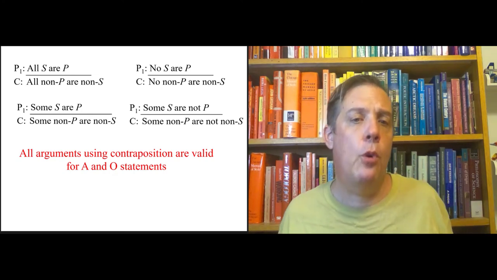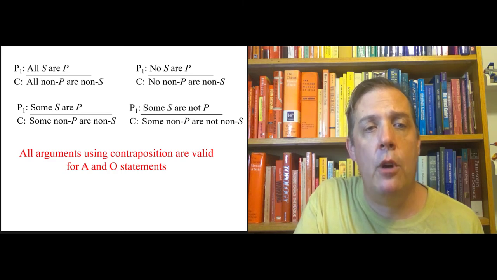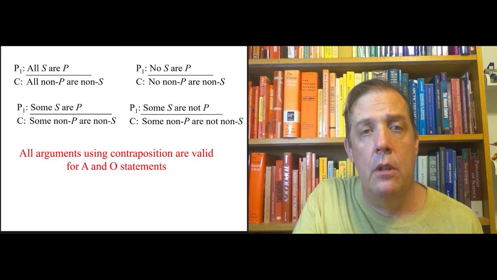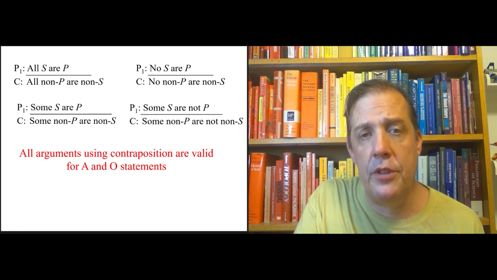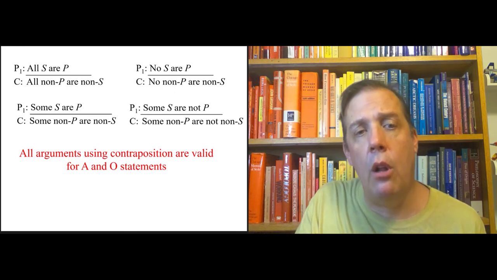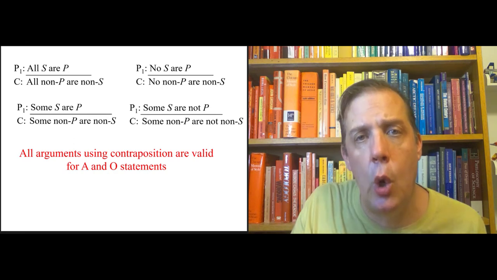So here are our four arguments by contraposition. All S are P, therefore all non-P are non-S. That's valid. On the other hand, no S are P, therefore no non-P are non-S is invalid. Same with the particular argument beginning with the premise some S are P, but not the same when you begin with some S are not P. So all arguments using contraposition are valid for A and O statements.